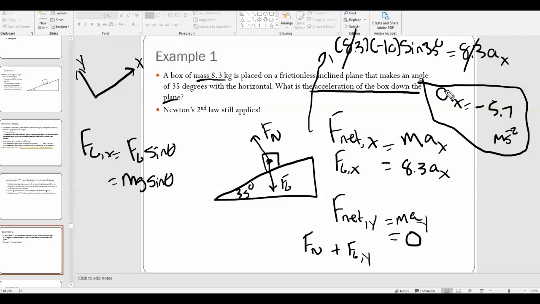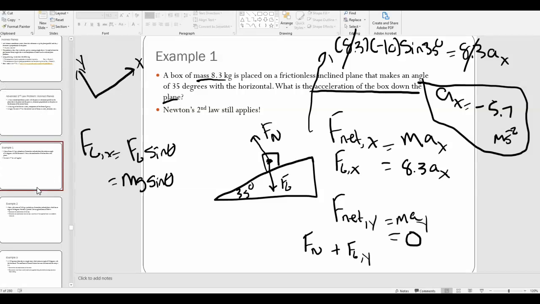Remember earlier at the beginning of this video, I asked you if it's less than, equal to, or greater than 9.81 meters per second squared. Here you can clearly see 5.7 is less than 9.81 meters per second squared. Okay, so that is example 1. That's the most basic inclined plane problem you could have, because there's no applied force, there's no friction. Okay, so pause there if you need to look at that some more.